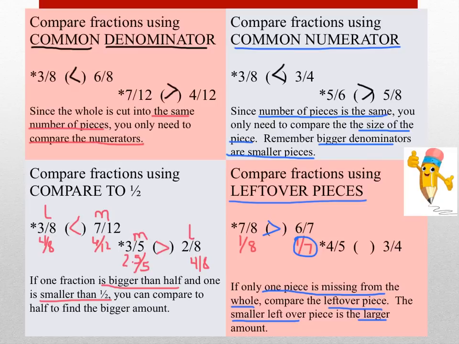Look at that one more time. To compare 4/5 and 3/4 using leftover pieces, I think the leftover is 1/5 of a slice and 1/4 of a slice. Since 1/4 of a slice is a bigger leftover piece than 1/5, 4/5 is actually the bigger fraction because there's less remaining in the whole than in 3/4. Let's see what that might look like.